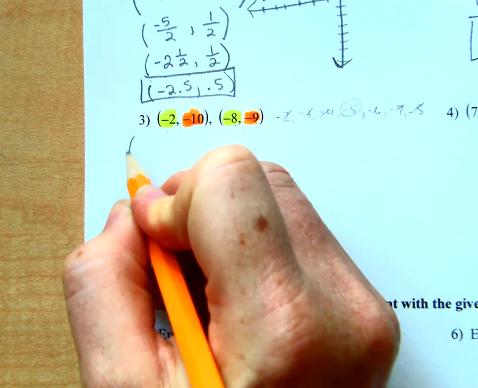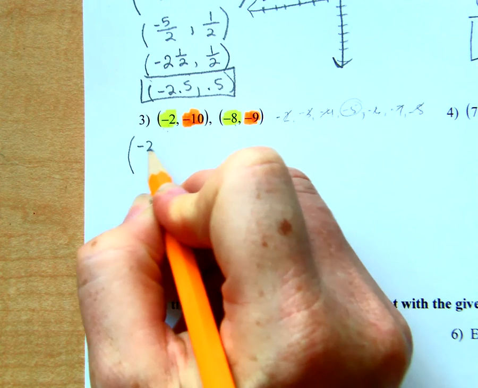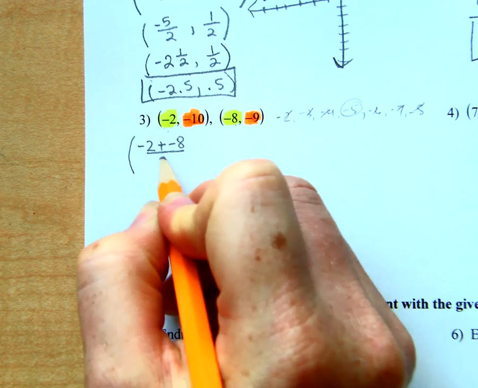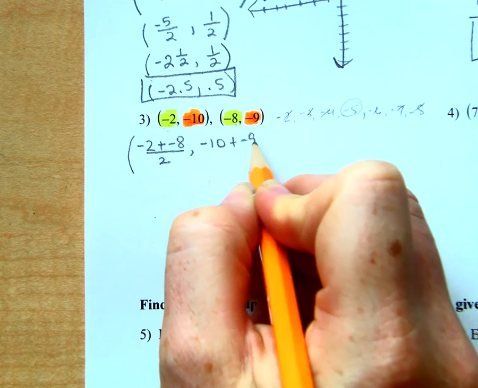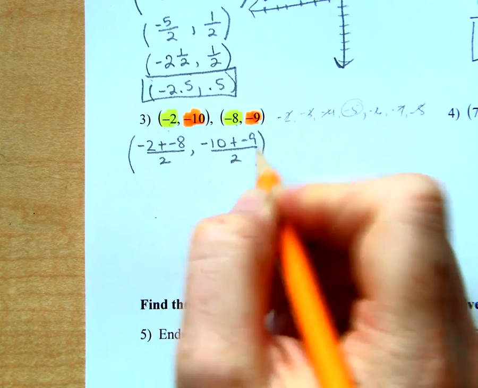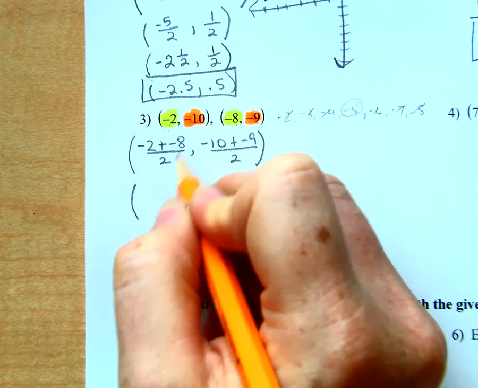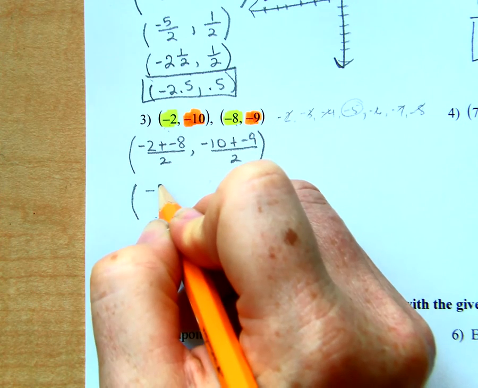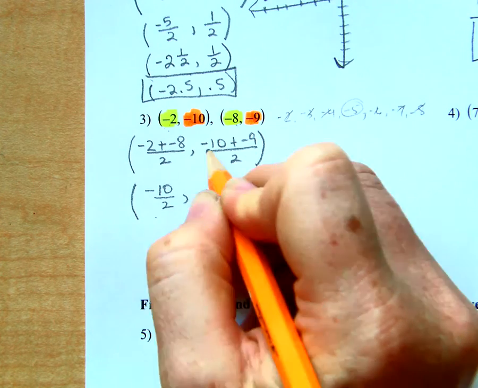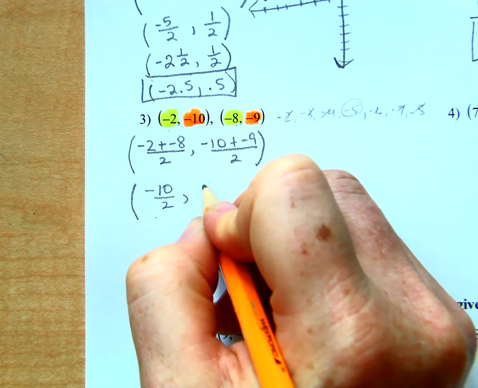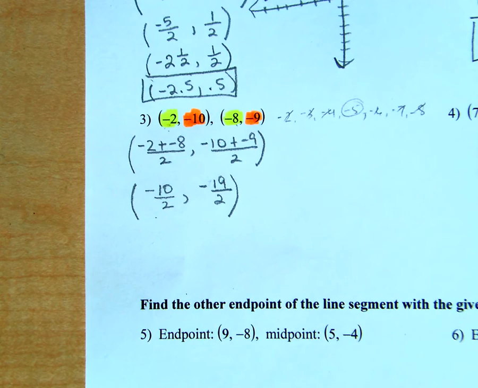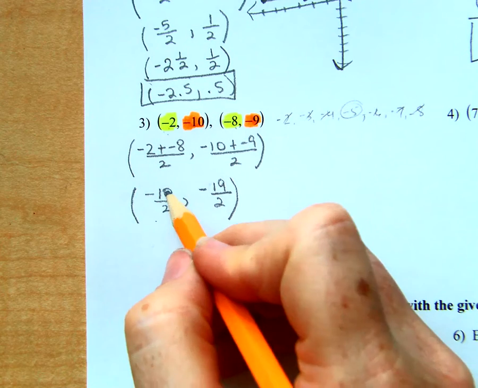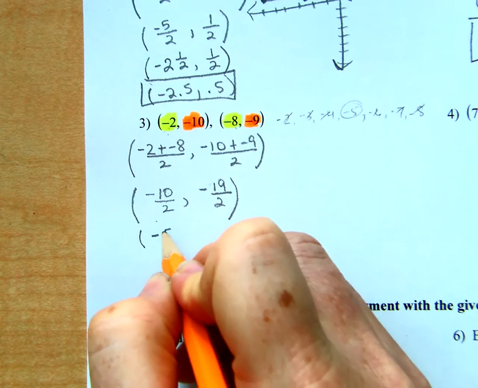So we're saying x's together, negative 2 plus negative 8 divided by 2, and then negative 10 plus negative 9 divided by 2. Add before you divide. So if I add negative 2 and negative 8, I get negative 10. And if I add negative 10 plus negative 9, I get negative 19. And if I now divide, I get negative 10 divided by 2, which is negative 5.